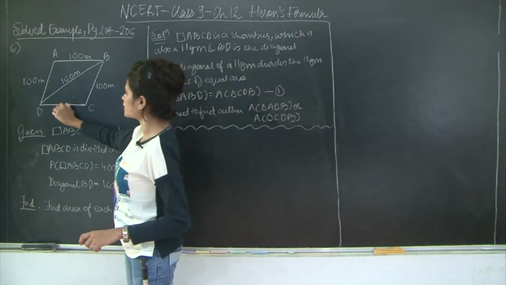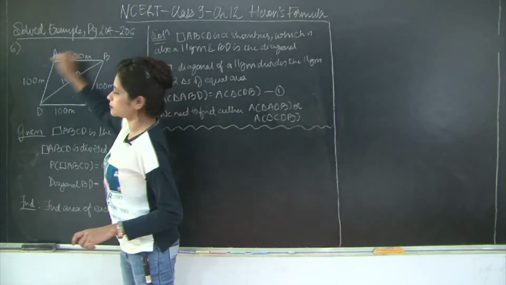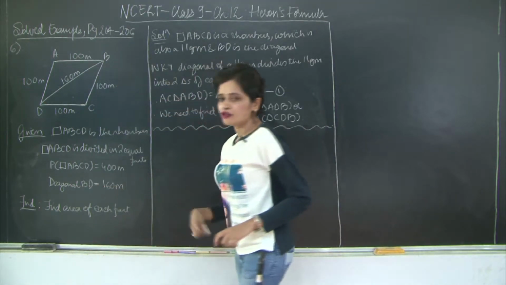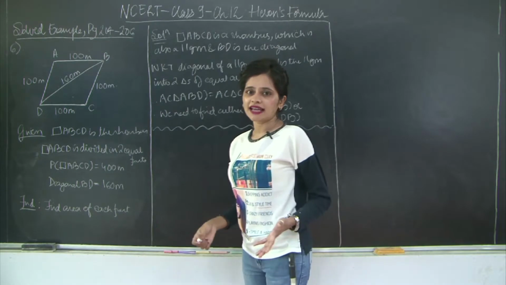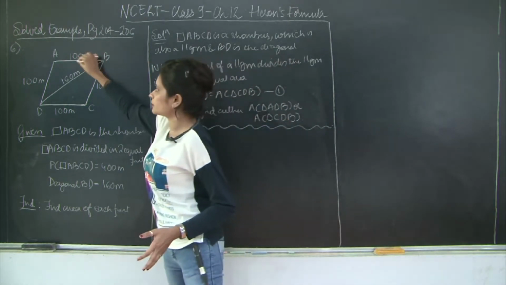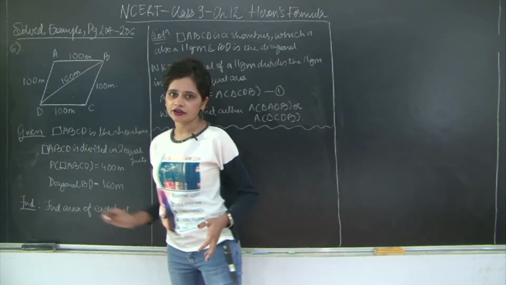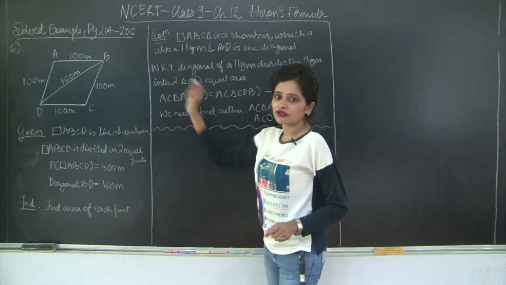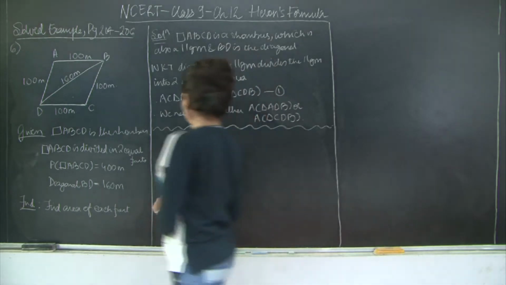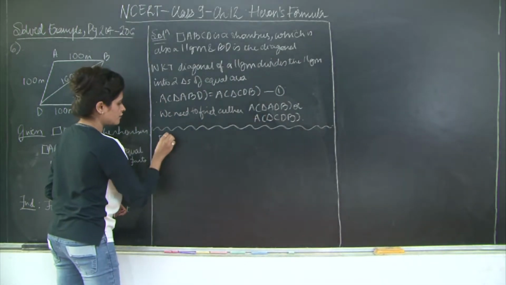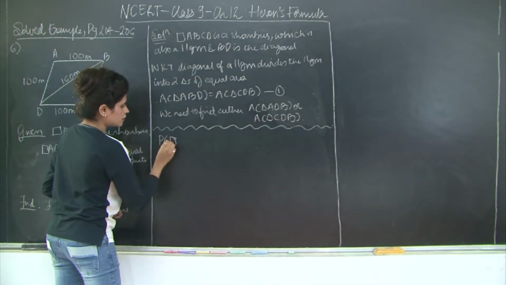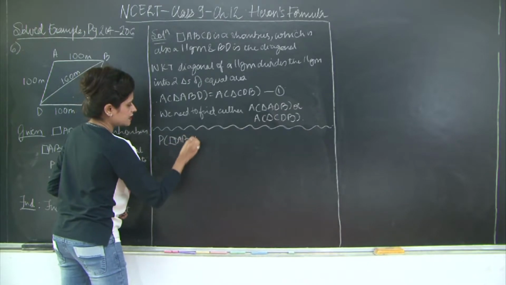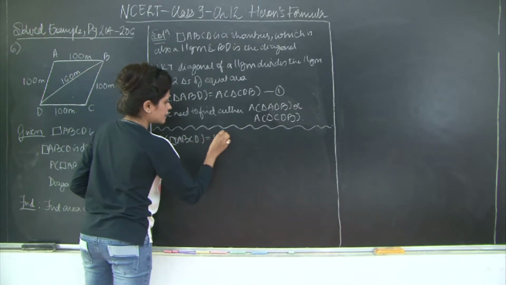Now why have I marked this as 100 in the first place? We have the perimeter as 400. In the rhombus all the sides are equal, therefore each of these sides are going to be 100, 100, 100 meters. I have marked this for reference, but we need to prove that each of these sides is 100. Okay, so perimeter of rhombus ABCD is 400 meters.